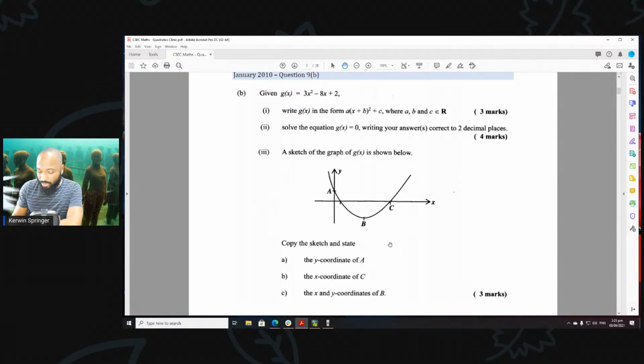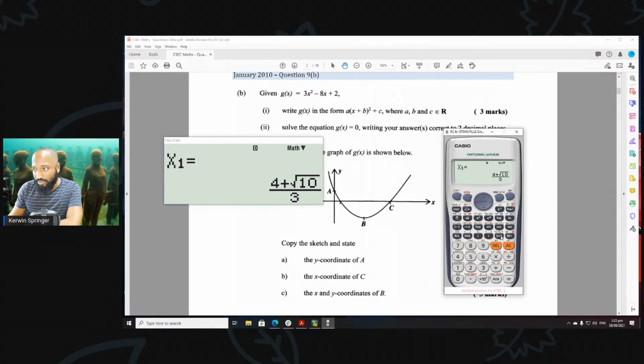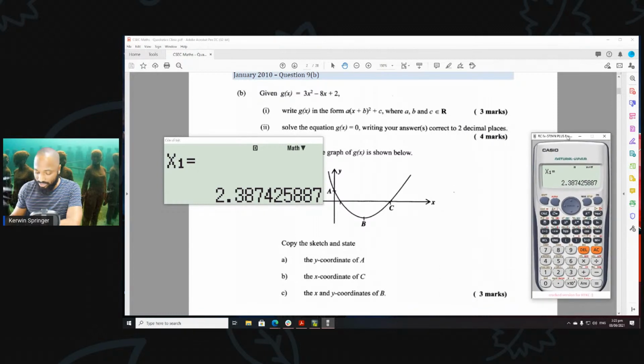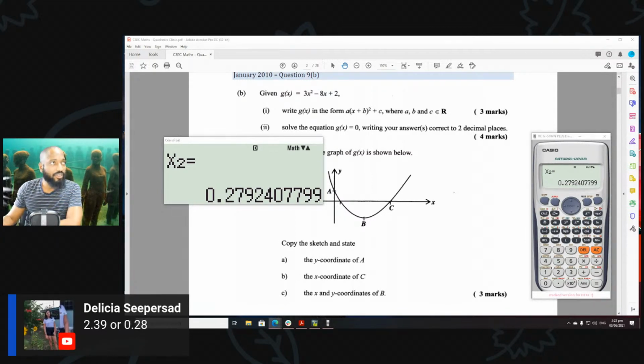Now the question says to solve the equation g of x is equal to 0, and write your answers to 2 decimal places. Once again, we can do that on the calculator. So let me write down what we're working towards: 2.39, and 0.28 to 2 decimal places.